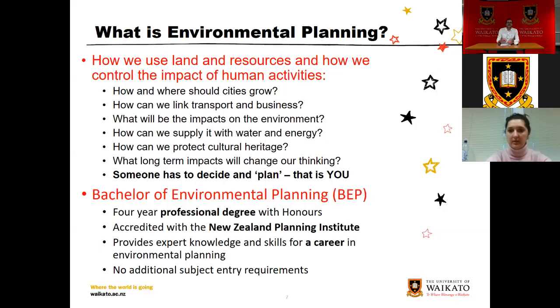So we do a Bachelor of Environmental Planning, a BP. This is a professional degree, so it's similar to accountancy or law or even veterinary sciences. If you do this degree, you become a planner. It's not a generic degree where you're not quite sure where you end up. It's accredited by the New Zealand Planning Institute, and there's only a handful of places around New Zealand where that's the case. So you can't actually get employment as a planner unless you do an accredited degree, which is what we do here. And we provide the skills for a career in environmental planning. There's no additional subject requirements, so anybody can do it and enter at this stage.